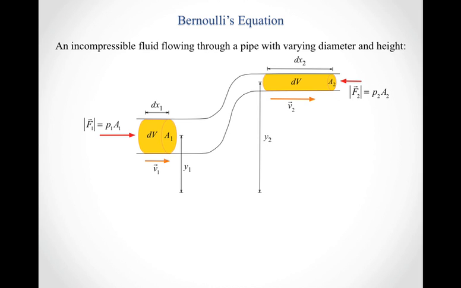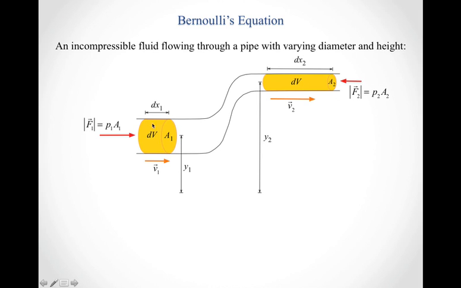Let's let that be an ideal fluid, so it's going to be incompressible. It's going to flow through a pipe, but this time I'm going to let that pipe's diameter vary. So notice the pipe is larger down here than it is up here, and I'm also going to let its height vary. So here, initially, the height of the pipe is lower than what it ends up being at the end. Okay?